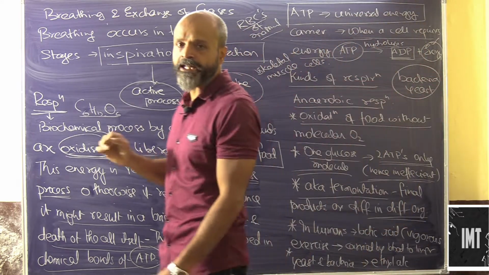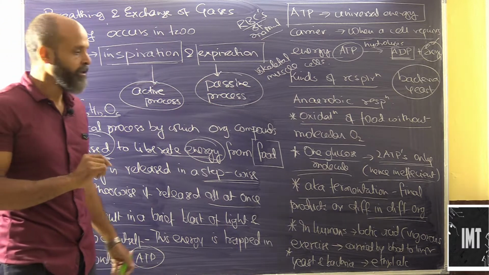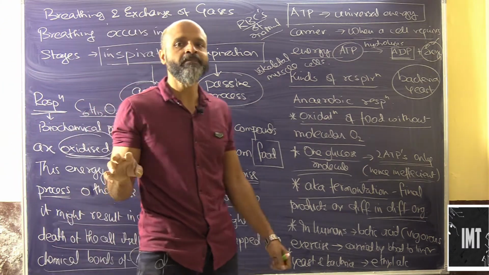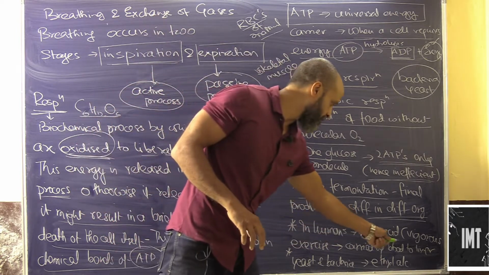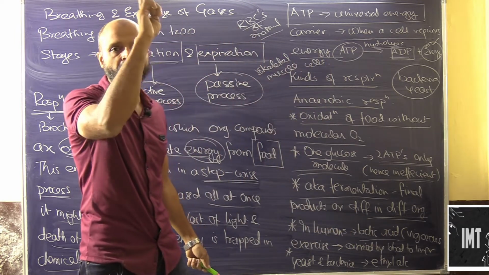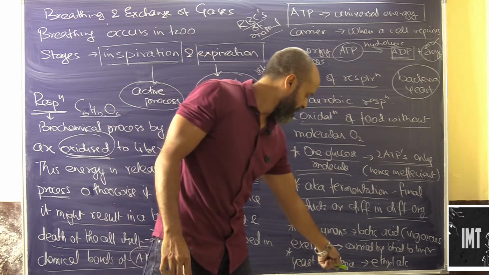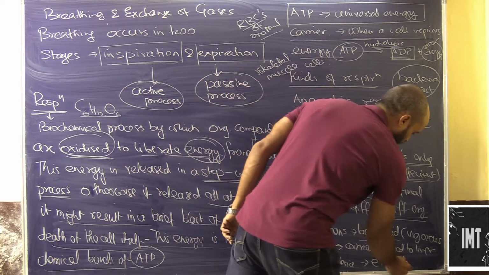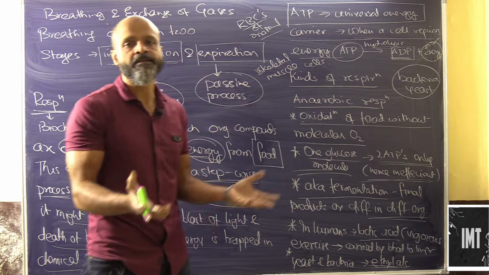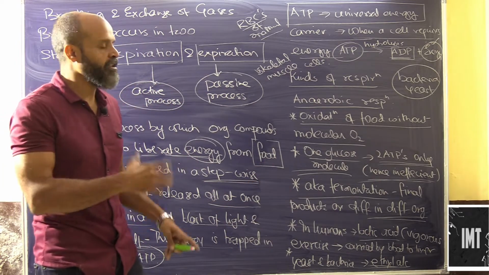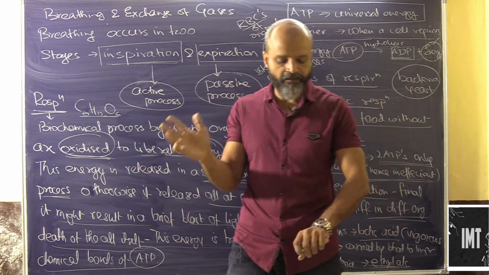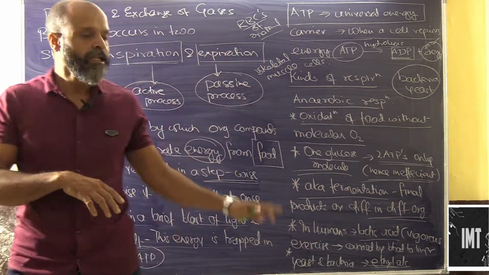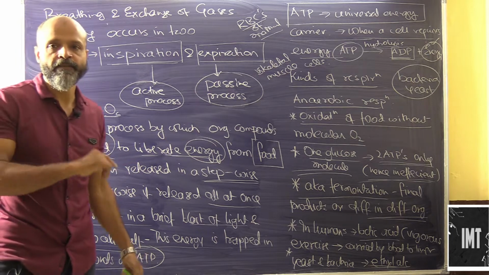For example, in yeast, the final product is ethyl alcohol. Whereas in human beings, the final product in skeletal muscle cells is lactic acid. This lactic acid is carried by blood to the liver. So different organisms have different final products, based on the way in which the process of oxidation is carried out in the respective cells.